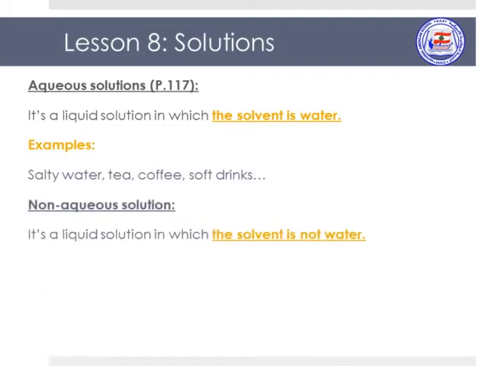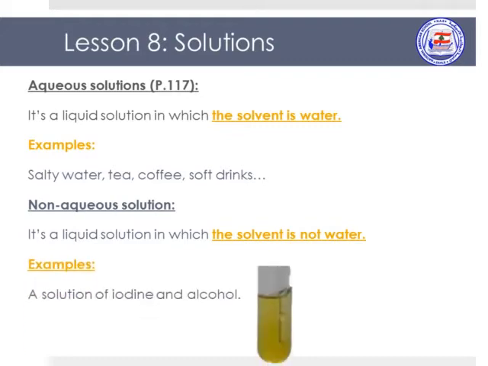A non-aqueous solution is a liquid solution in which the solvent is not water. So it's the opposite of the aqueous solution. An example is iodine and alcohol, and you can see it in the picture in front of you.